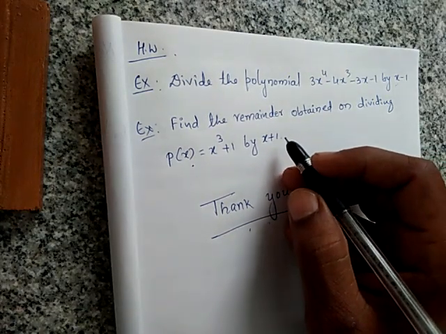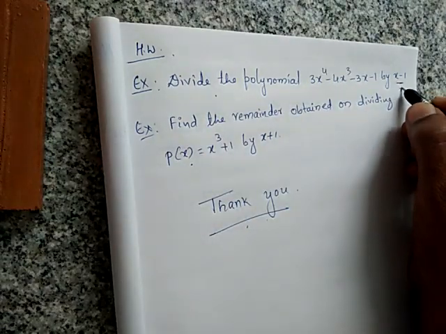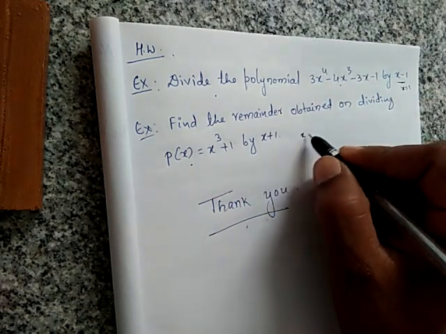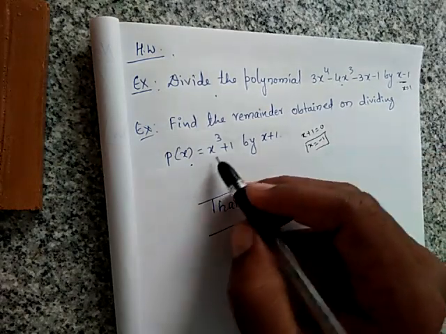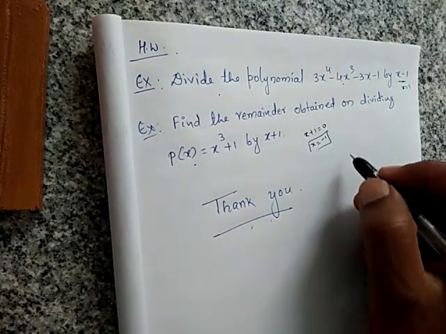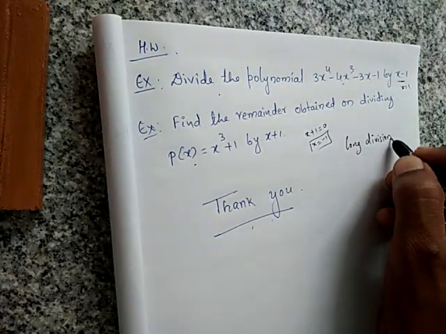If you are taking the remainder theorem you can put directly here, x minus 1 is there, so x is equal to 1 you can put here, so that you will get the answer. Here x plus 1 is equal to 0 means x is equal to minus 1, you have to put x is equal to minus 1 in this polynomial, so that you will get the remainder. Okay, so if you want to divide this by the long division method then you have to be very careful.